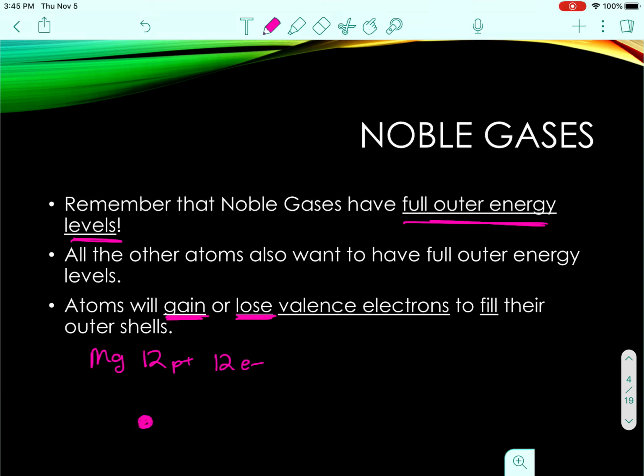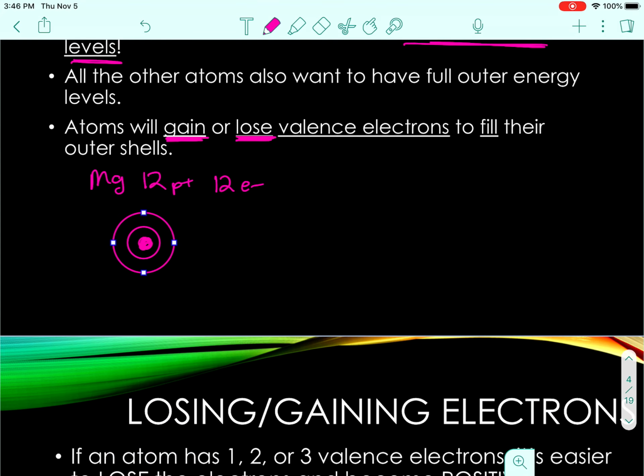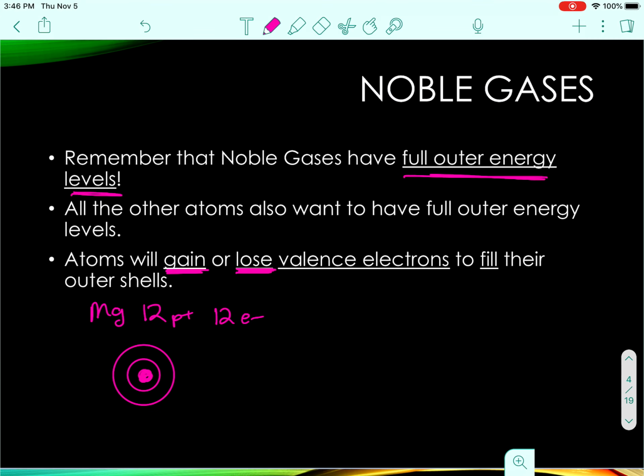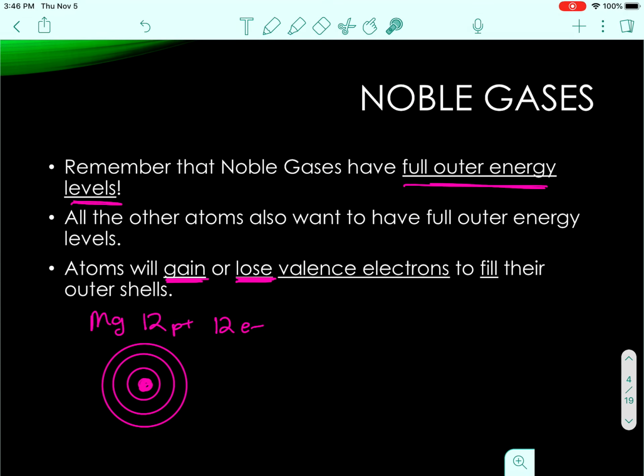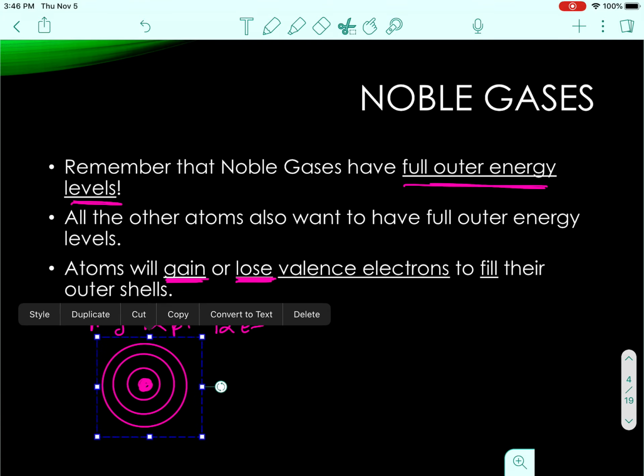Okay, we'll just draw a circle for the nucleus. There's one ring. And there's another ring. Oh, man, I hate when it does that. Okay, let's try this again. There's another ring. Oops. Okay, come back. And we need a third ring. There we go. All right, so there's my 3 energy levels for magnesium. I'm actually going to copy and paste this because I'm going to do this again with a different element.